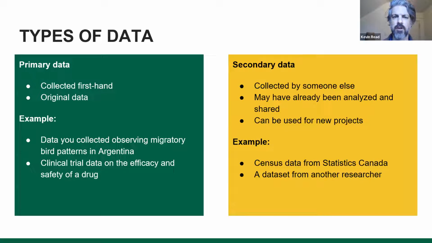Then when we break data down in terms of its type, we have primary data, which means data that you have collected firsthand, it's original, it's never been gathered before. And that could be anything from data you collected observing migratory bird patterns in Argentina, or clinical trial data on the efficacy of a drug. Whereas secondary data is data that actually was collected by someone else and may have already been analyzed and published for other people to use. And you can use that secondary data for your own research. So an example might be using the census from Canada to look and analyze a specific population, or using a data set that was published from another researcher. In this case, the bear would have had a secondary data set that could be used.